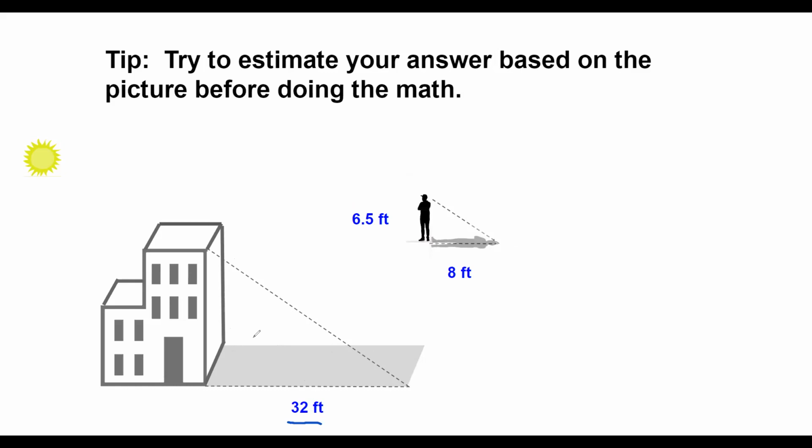And it's okay to make a guess. I might make a guess that this is about 25 feet. That feels about right to me. We're going to need to do the math to get the exact answer, but it's a good idea to make this estimate so that you can eliminate answers that are not close to 25 feet. All right, we'll talk about that as we go through a few examples here.